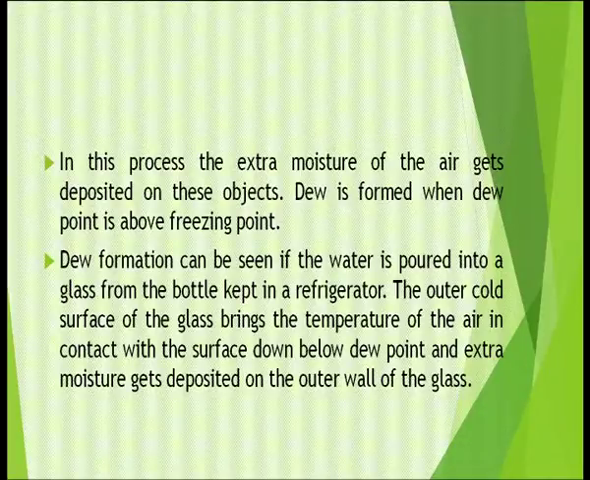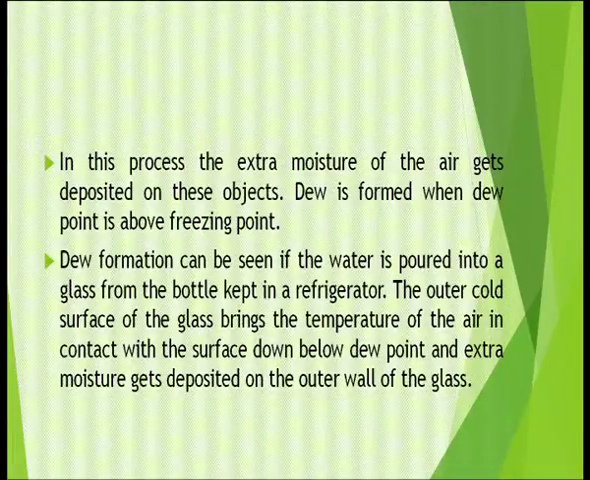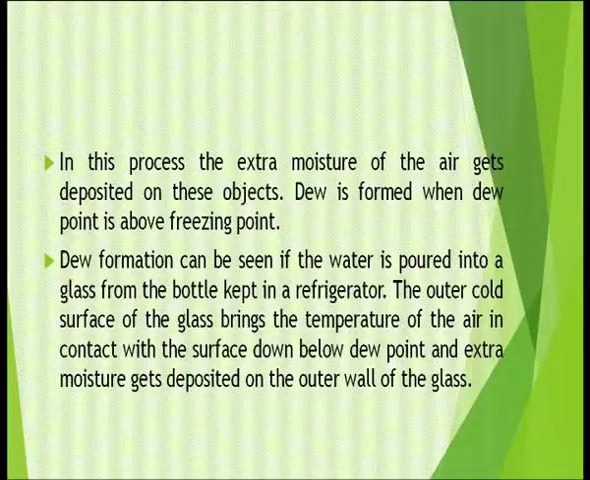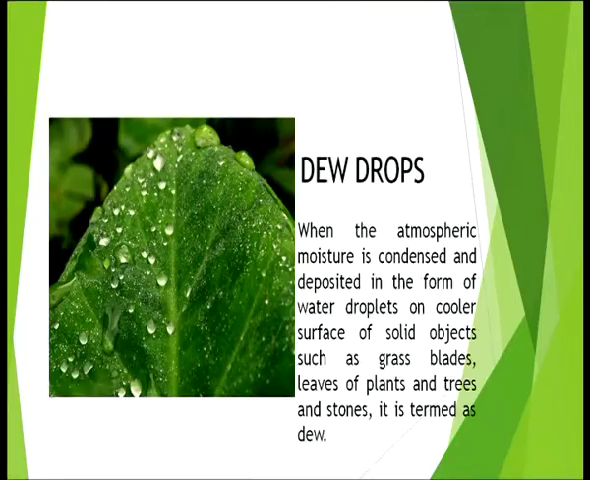Dew formation can be seen if the water is poured into a glass from the bottle kept in a fridge. The outer cold surface of the glass brings the temperature of the air in contact with the surface down below dew point, and extra moisture gets deposited on the outer wall of the glass. Look at this picture which shows the dew drops on a leaf. This is when the atmospheric moisture is condensed and deposited in the form of water droplets on cooler surface of solid objects such as grass blades, leaves of plants, trees and stones.